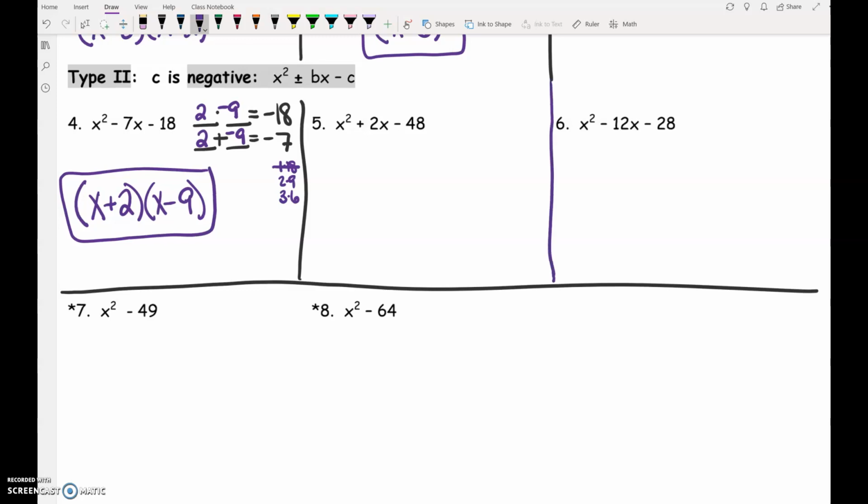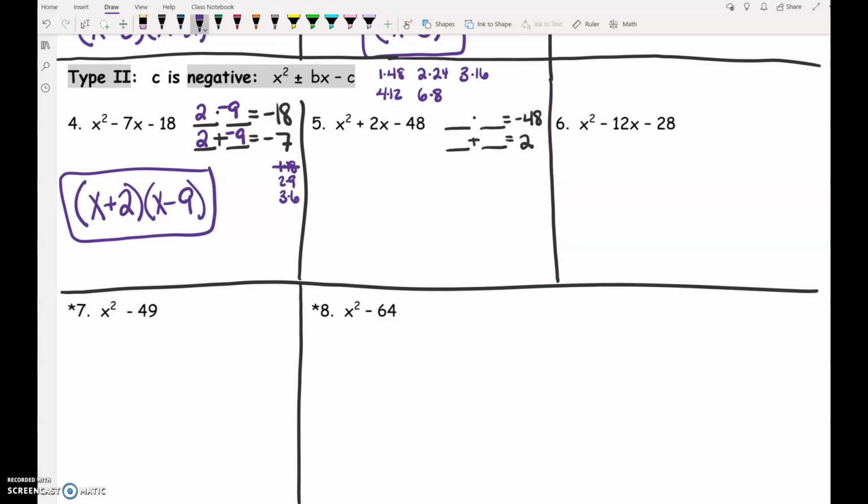Okay, try number 5 on your own. The whole thing. Pause the video. Okay, I've got my list of ways to multiply to get 48. I want numbers that are 2 units apart, so I'm going to go with 6 and 8.